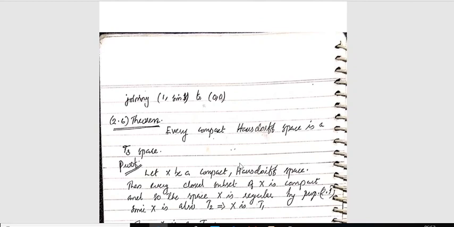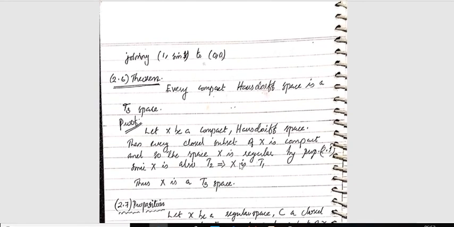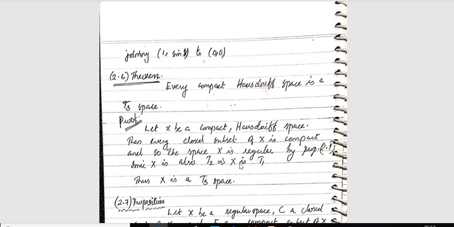Now theorem 2.6. Every compact Hausdorff space is a T3 space. T3 space means the space is T1 and regular. Regular means if you have a point and a closed set not containing that point, then you are able to find two open sets such that the point belongs to the open set U, and the closed set is completely contained inside another open set V, and U intersection V is empty.